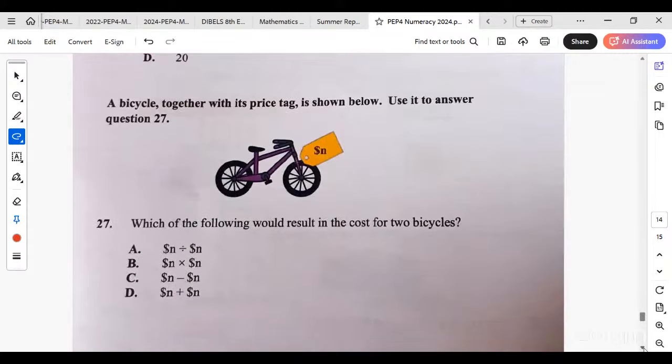All right, a bicycle along with its price tag is shown below. Use it to answer question 27. Which of the following would result in the cost for two bicycles? All right, so one bicycle costs $n, so two bicycles would be n plus n. Okay, so the correct answer is D, n plus n dollars.